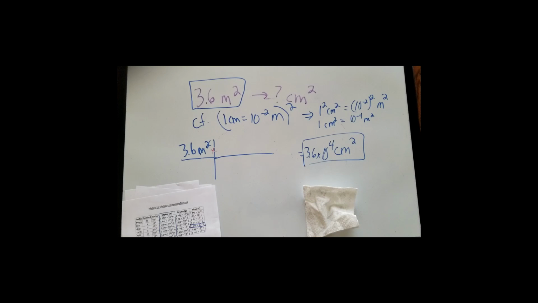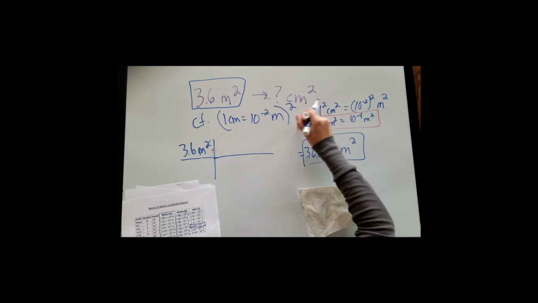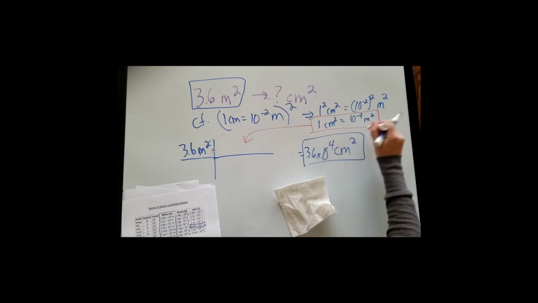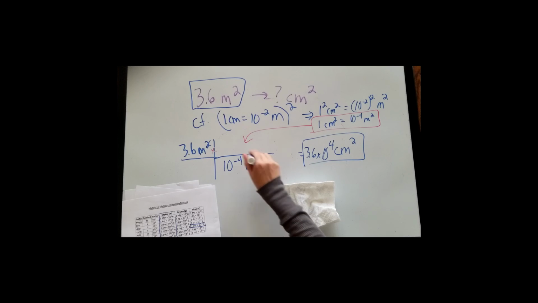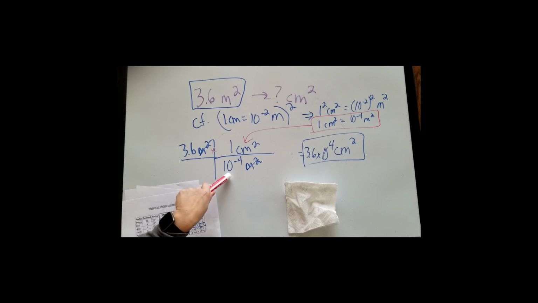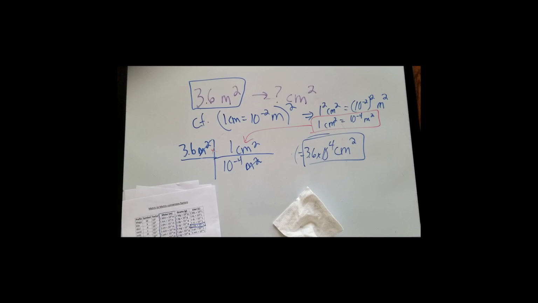So if you wanted to square the conversion factor first, then you can just plug in your newly squared conversion factor into the railroad tracks. You're putting the 10 to the negative 4th on the bottom, because that's the meter squared, and then the 1 on the top. So 3.6 divided by 10 to the negative 4th still gives you the same answer. Either way works.